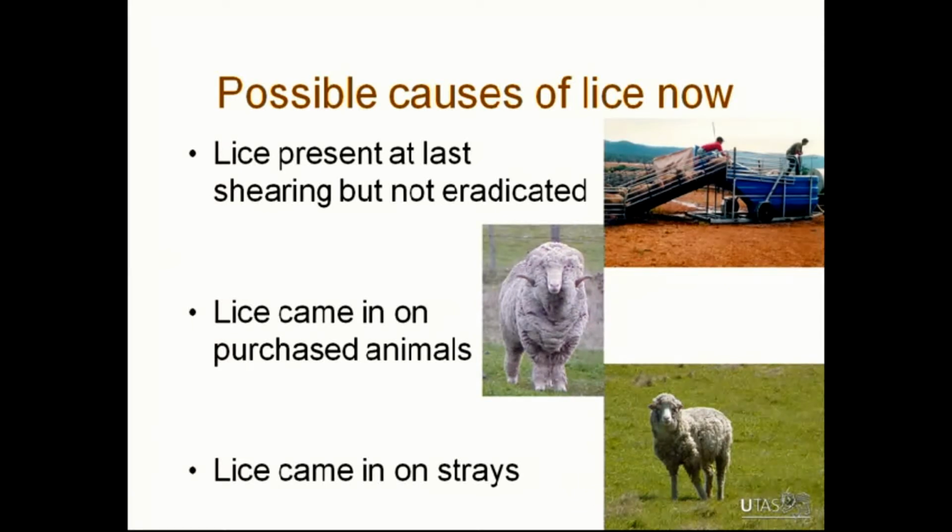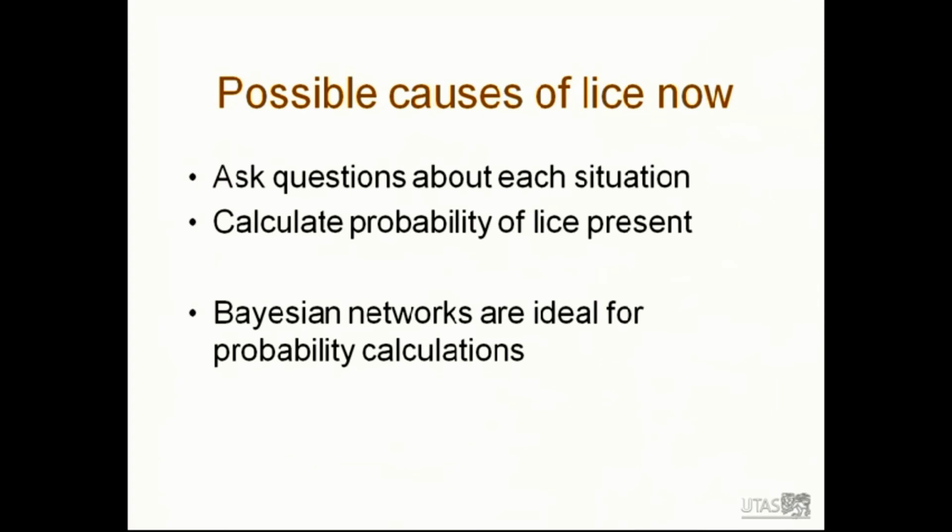Now, every producer always blames strays, but in fact our studies have shown that they're just as likely to have come in on animals you've deliberately brought in yourself as they are to have come in on stray sheep. And a lot of current infestations are simply there because you failed to treat adequately last time. So basically these three are about equally important in deciding whether you have lice or not.